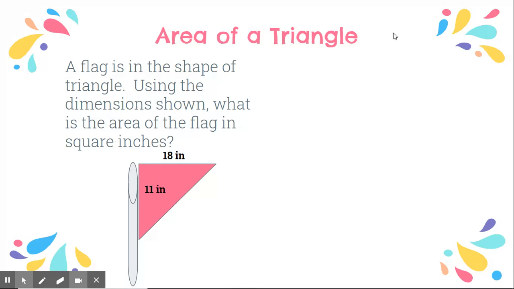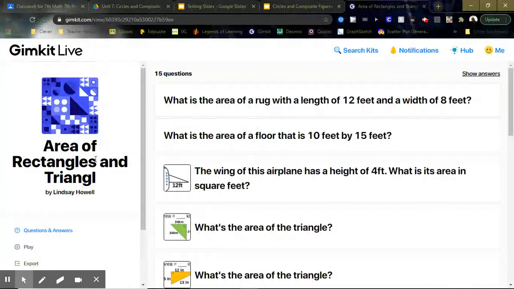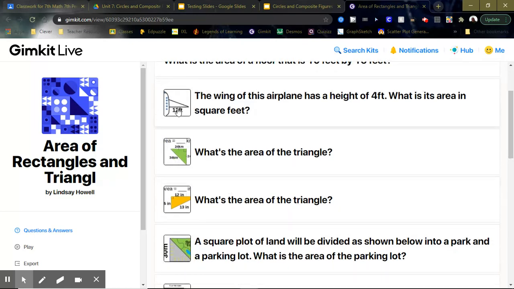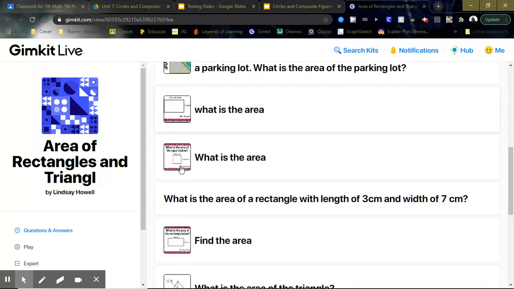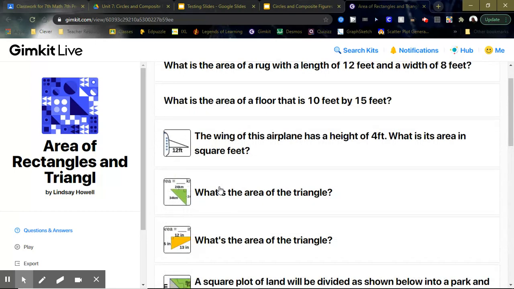Okay, today your assignment is in Gimkit. So it's going to say area of rectangles and triangles. So it's going to say things like, what is the area of a rug with a length of 12 feet and a width of 8 feet? I know a rug is a rectangle, so I'm going to do the rectangle. Okay. It'll also show you pictures with them all labeled and things like that. Okay. So just make sure you're using the right area formula and the right answer.